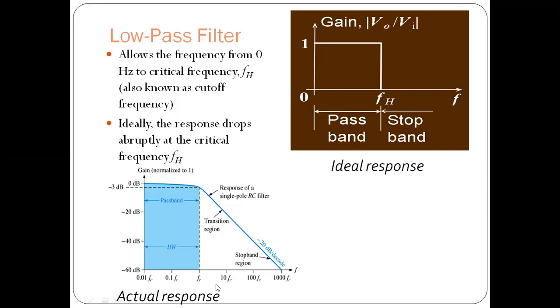That means as we increase the frequency from fc to 10fc, it is going to decrease by minus 20 dB. Then from 10fc to 100fc, again it is going to decrease by minus 20 dB. Like that, for every decade the attenuation will be minus 20 dB. You can see it falls from 0 to minus 20 dB, then to minus 40 dB, and then to minus 60 dB. So the attenuation is minus 20 dB per decade. This is what we have observed.